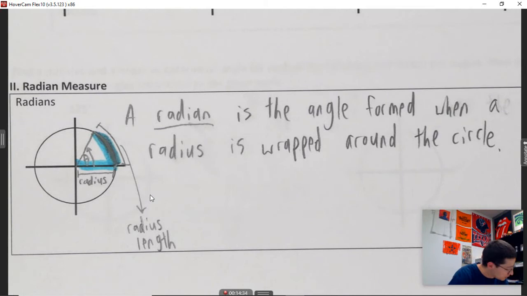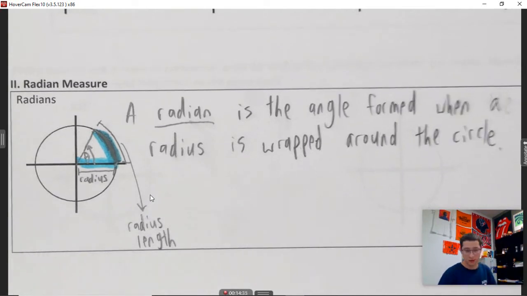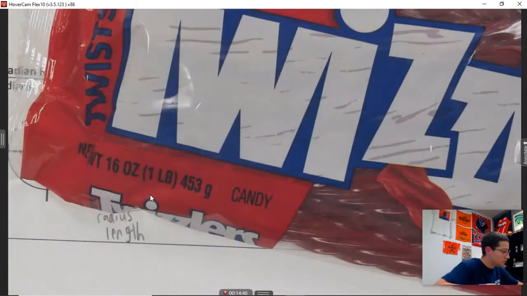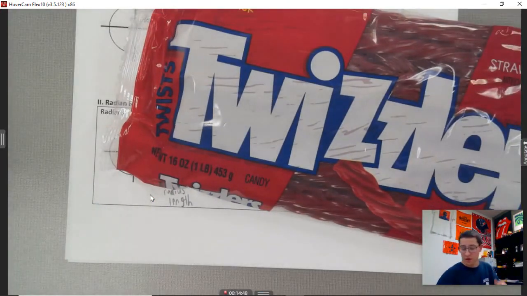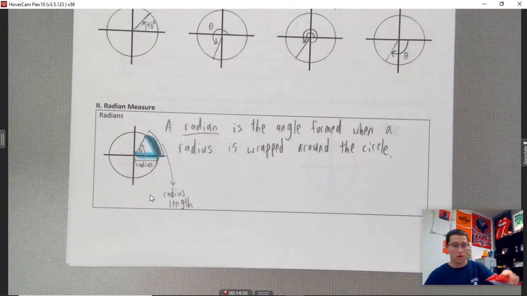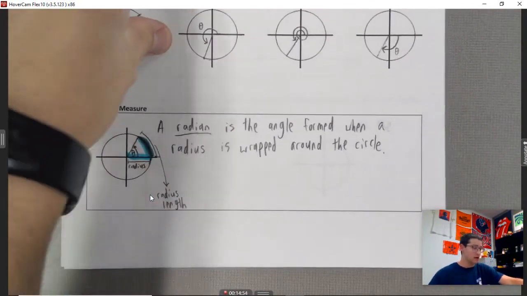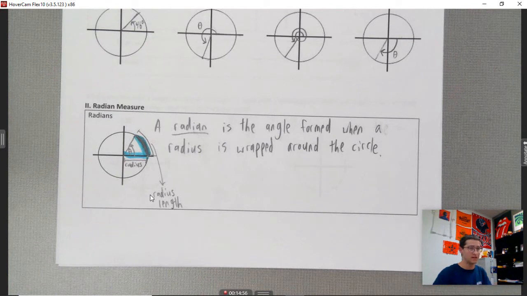Now let's do an interesting activity here, and we're going to use one of my favorites, some Twizzlers. This is going to be fun. We're going to do this activity right here. We're going to pause on the radians, because there's one thing that's important about radians that we need to understand in order to get the measurement.